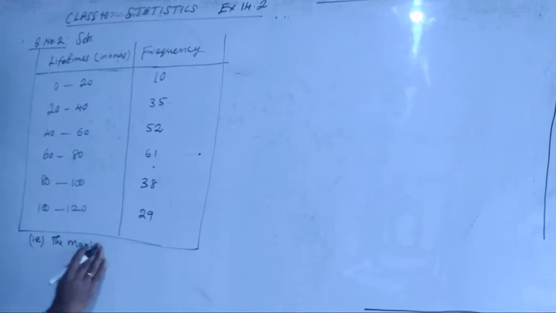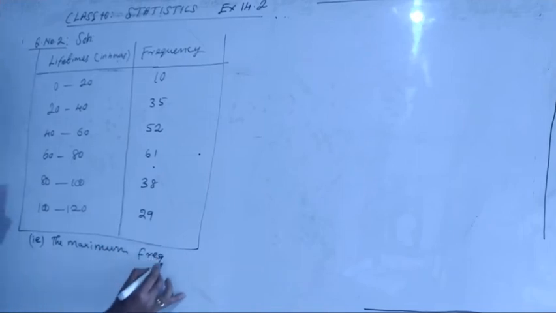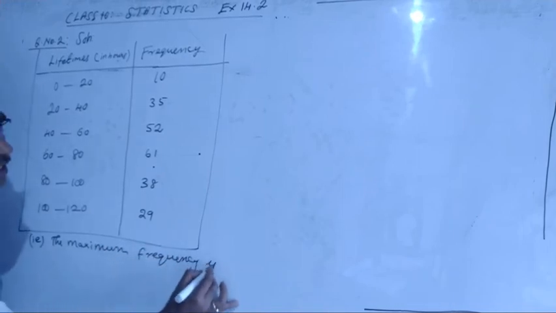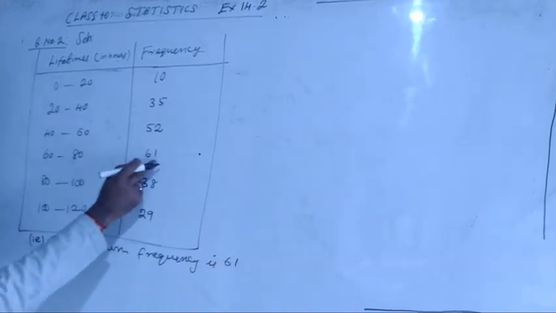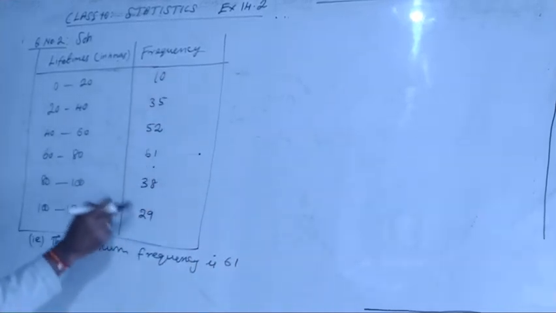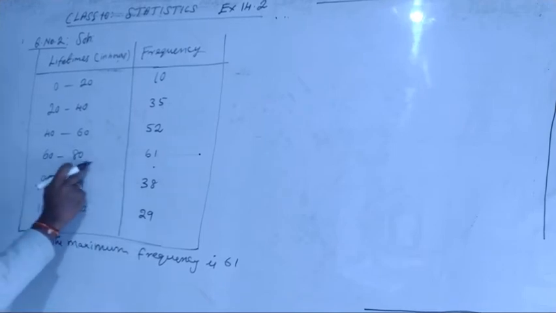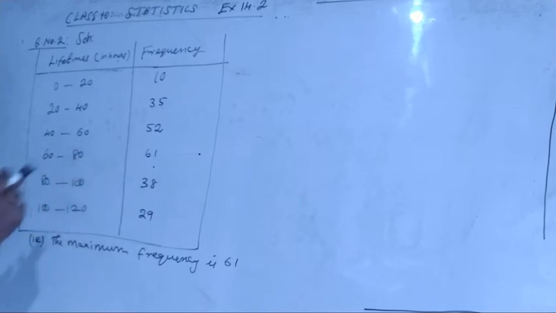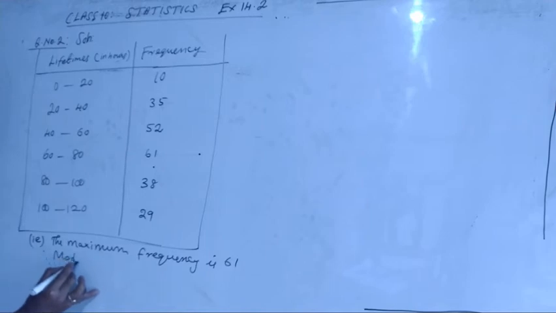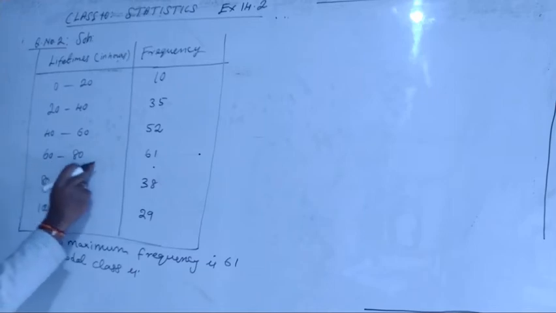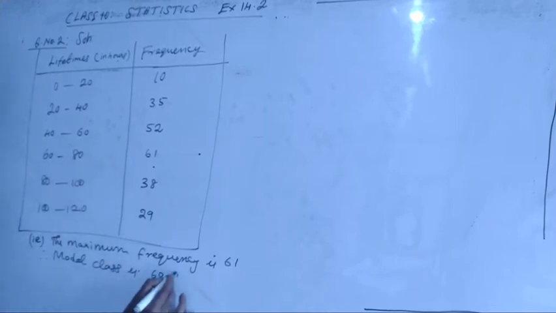The maximum frequency is 61. Among all of these, this is the highest frequency, so this is the modal class. The class which has the maximum frequency is called the modal class. So this is the modal class, 60-80. L means the lower limit of the modal class.